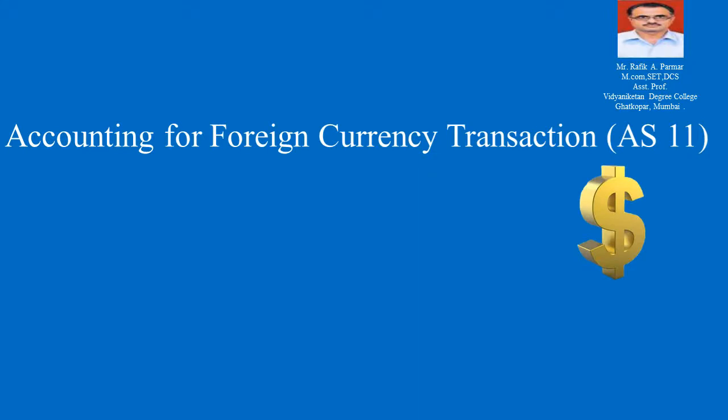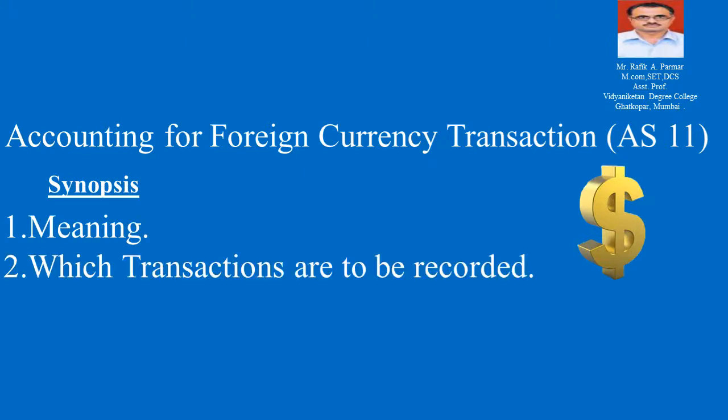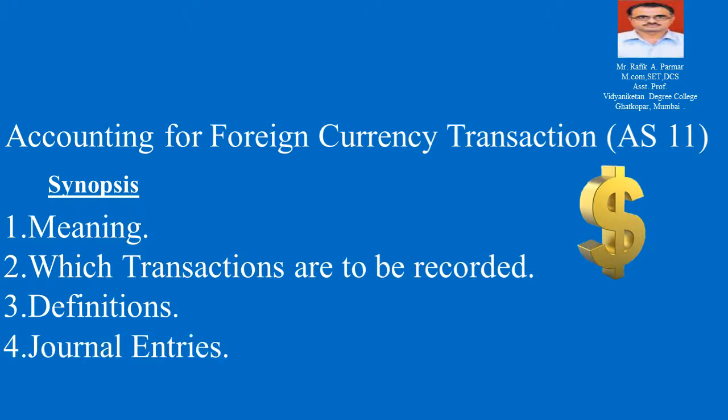Today we will start with a new chapter called Accounting for Foreign Currency Transaction. The accounting standard applicable to this chapter is AS 11. Let us see the synopsis of this chapter. Meaning, which transactions are to be recorded, definitions, journal entries and practical problems.